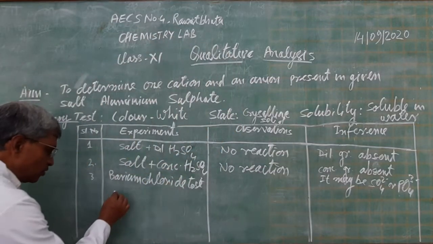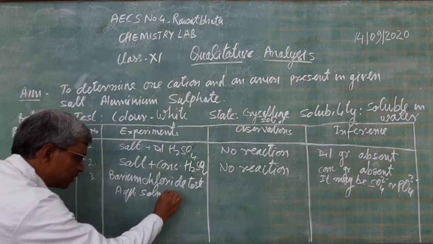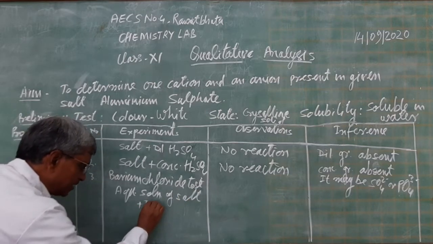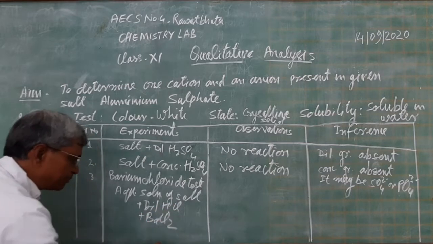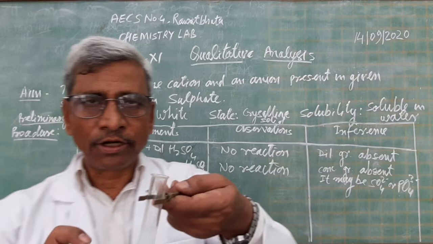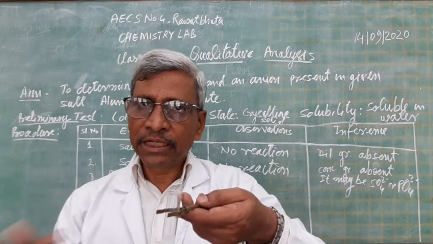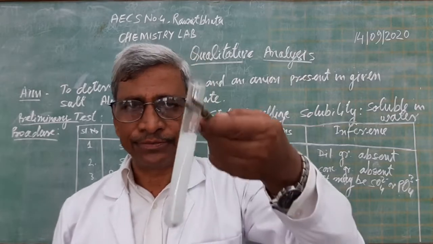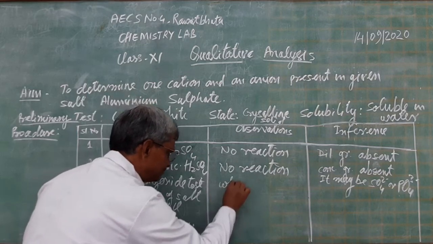Barium chloride test: aqueous solution of salt plus dilute HCl plus BaCl2, barium chloride solution. This is the experiment. Take a small amount of salt in the test tube, add sufficient water to make its aqueous solution, acidify with dilute HCl and add barium chloride solution.